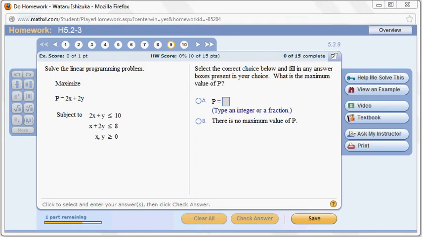Okay, let's look at homework 5.2, 5.3, problem number 9. All right, so we want to solve this following linear programming problem. We want to maximize this objective function, P equals 2x plus 2y, right? And here are the problem constraints and also the non-negative constraint. Let's first sketch the feasible region.